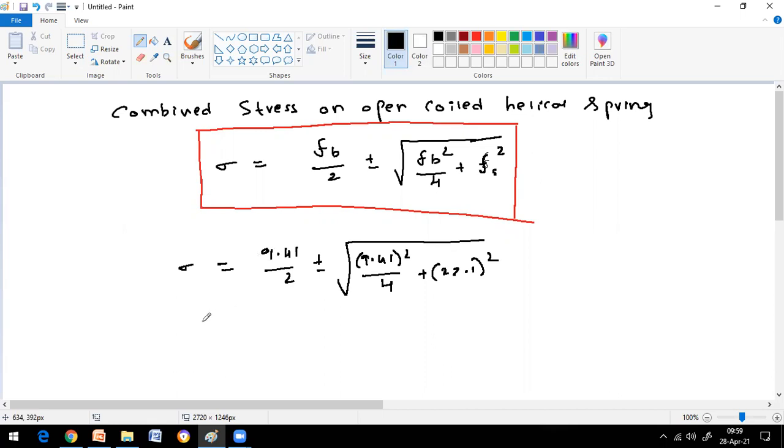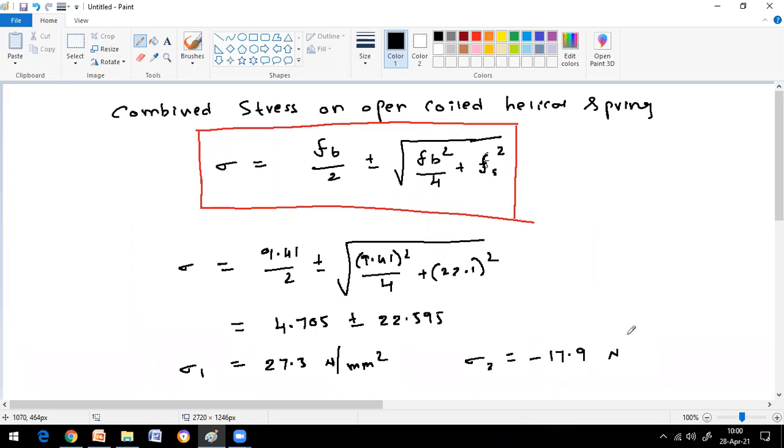Okay. So tell me what is positive stress and what is negative stress. By solving this, you can get 4.705 plus or minus 22.595. So one stress will be 27.3 Newton per mm square, and the other stress will be negative 17.9 Newton per mm square. So this is the combined bending stress which is acting on the open coiled helical spring.